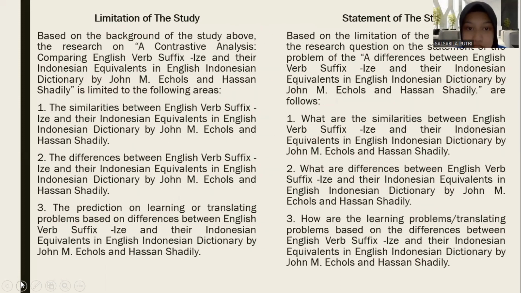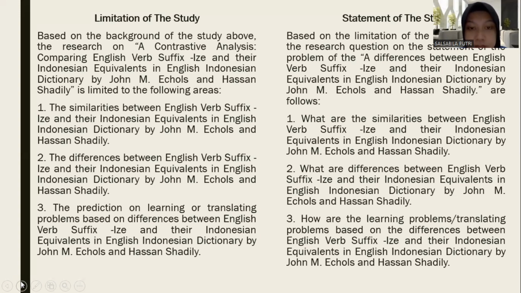Limitation of the study. Based on the background of the study above, this research is limited to the following area: the similarities, the differences, and the prediction on learning or translating problems based on differences between English verb suffix -ize and their Indonesian equivalent in English Indonesian Dictionary by John M. Eccles and Hasan Sadli.